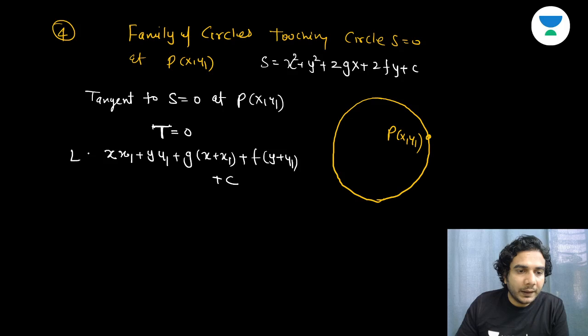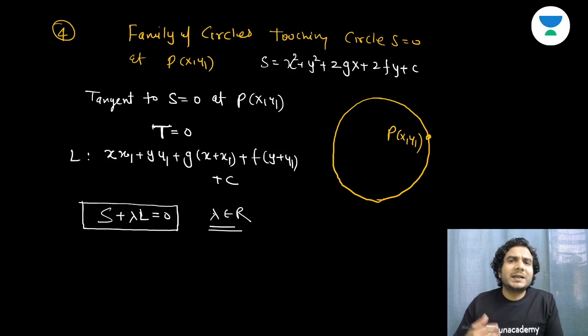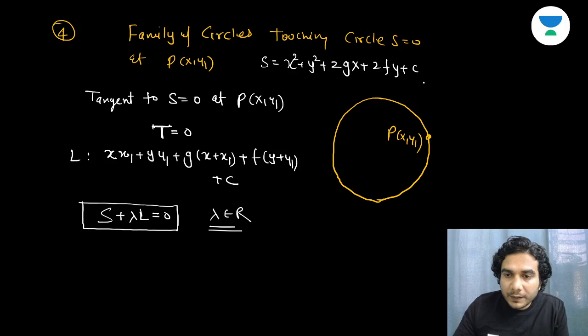So this is line L. So S plus lambda L is equal to 0. S is the given circle, L is the line, the equation of tangent, that we have written. So S plus lambda L will represent the family of circles where lambda belongs to R, any real value. In this case, the line was not given. We have written the line.